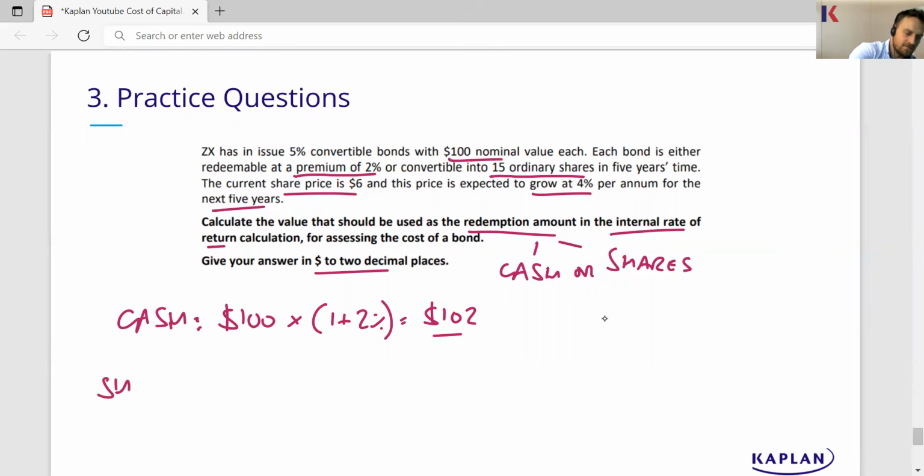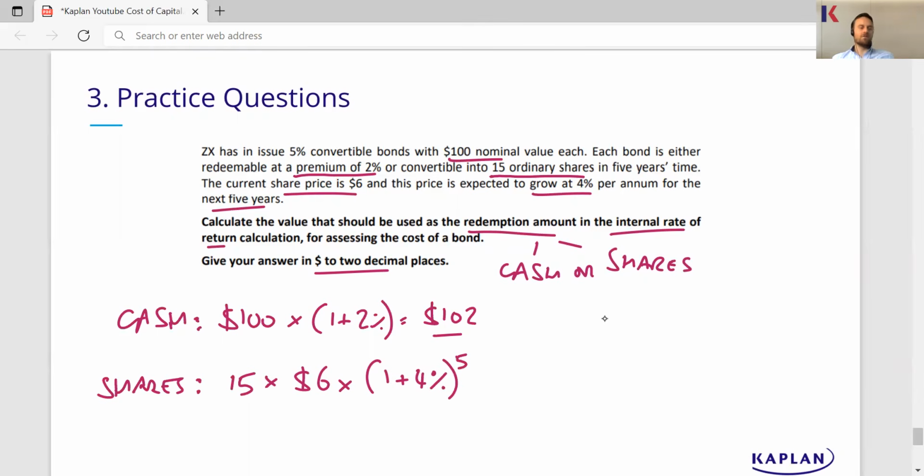If we take the shares, we're going to get 15 shares, and each share is worth $6. Okay, so we might just say, right, we'll just do 15 times 6, see what we get. But they're expected to grow at 4% for the next 5 years. So to do that, I'm going to make it grow by 4% for the next 5 years, so I'll do that to the power of 5. And if we do that, 1.04 to the power of 5 times 6 times 15, we end up with 109.50.